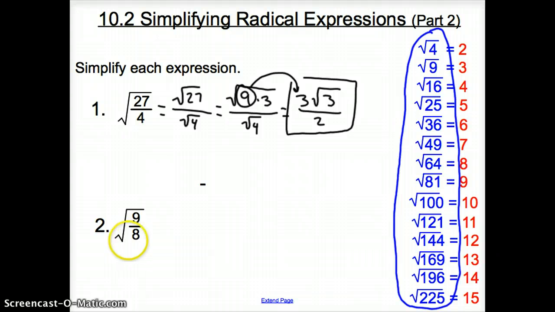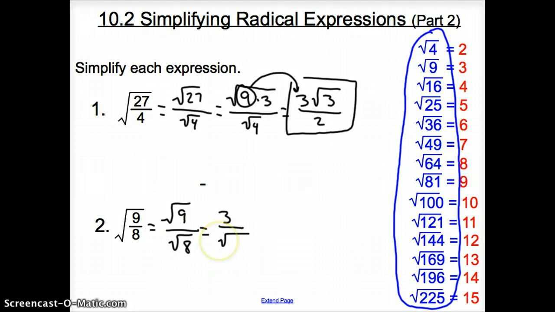Now let's try number 2. Very first step that we want to do is to write it like this. So we have the square root of 9 over the square root of 8. Perfect. Let's keep rocking. What is the square root of 9? The square root of 9 is 3.